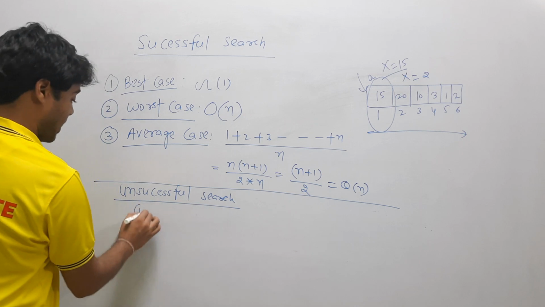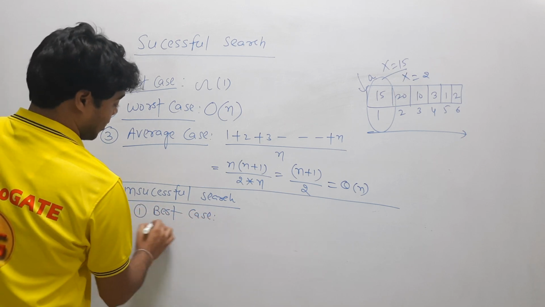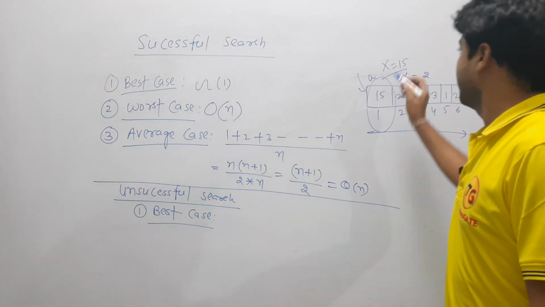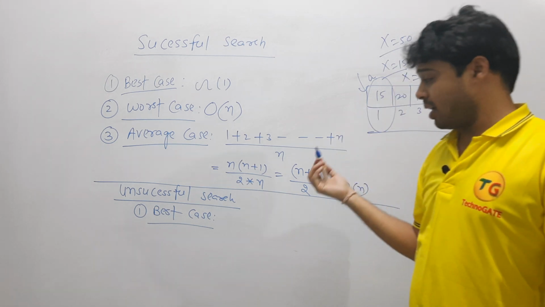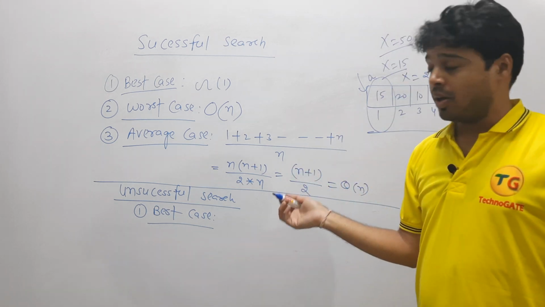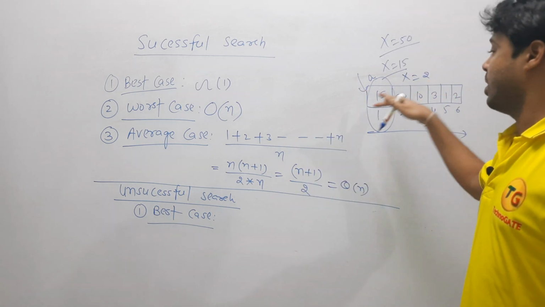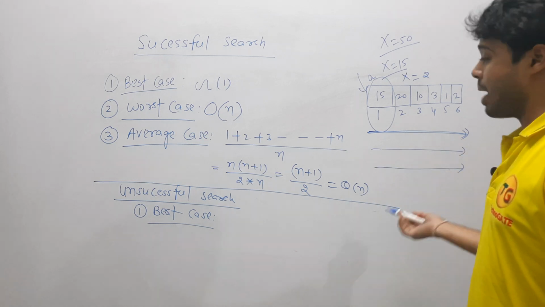So the first one is the best case. We want to find the element 50 here. Whether it's the best case, worst case, or average case, every time we have to search the total array. So what is the time complexity?